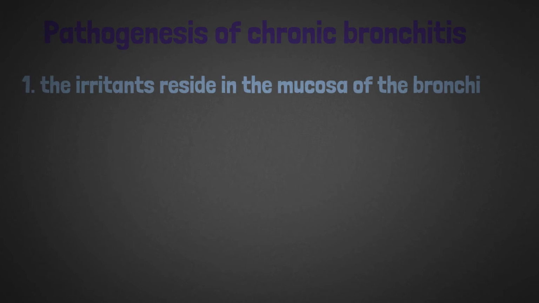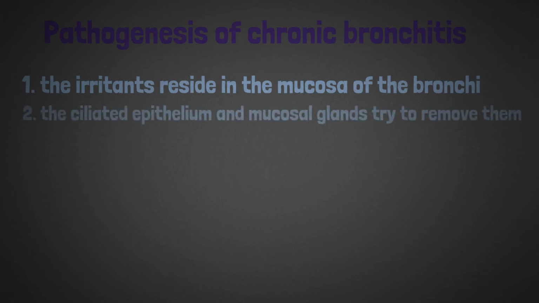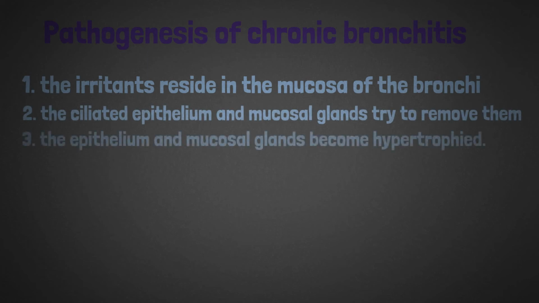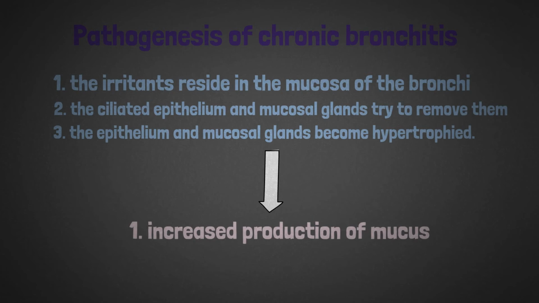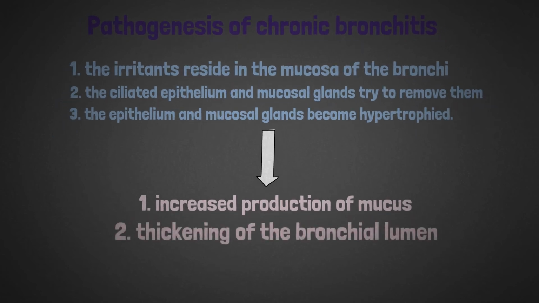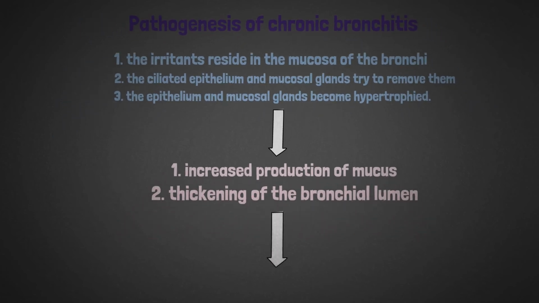try of the ciliated epithelium and mucosal glands to remove them. The epithelium and mucosal glands become hypertrophied, and that causes increased production of mucus and thickening of the bronchial lumen. This situation causes the development of the obstructive syndrome.